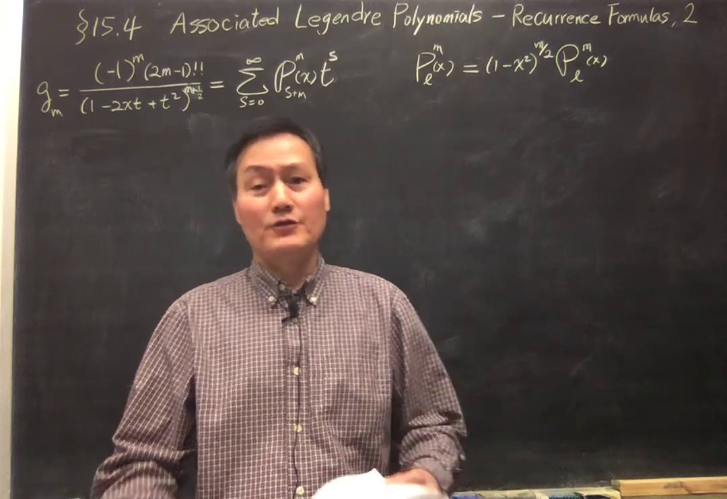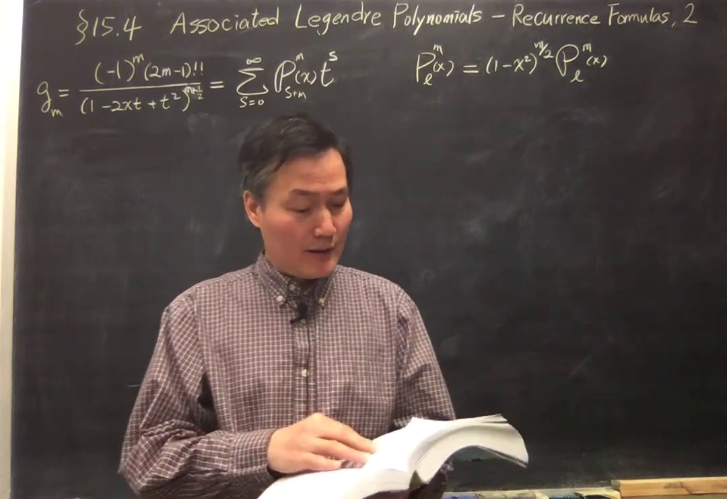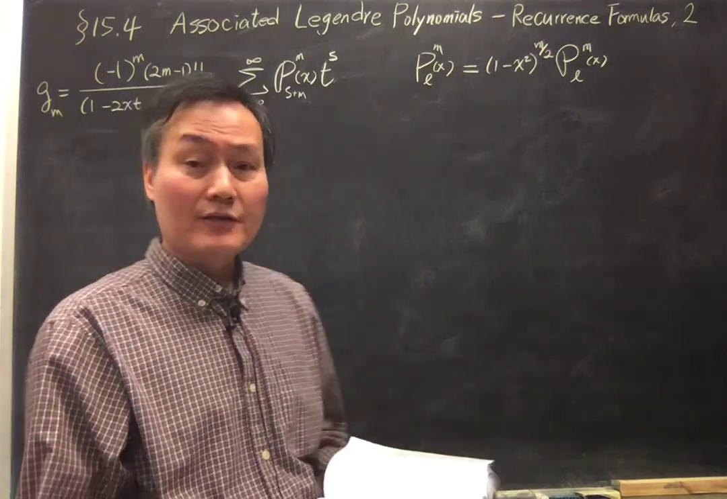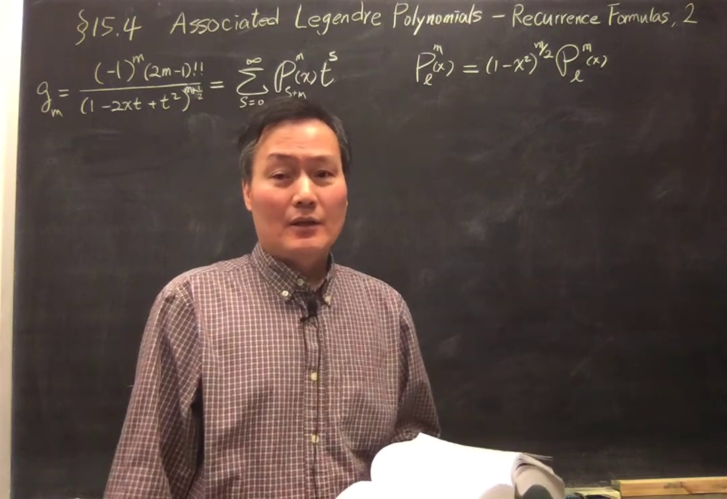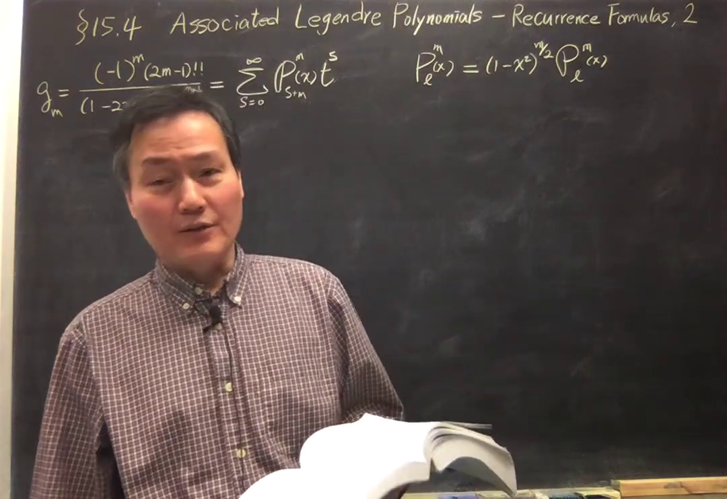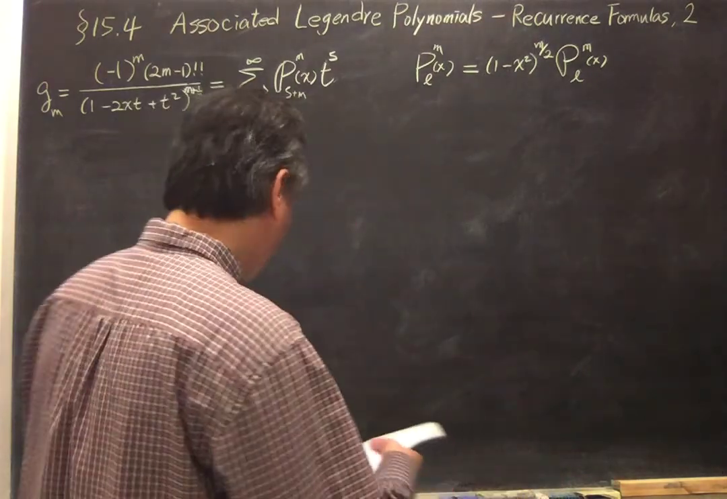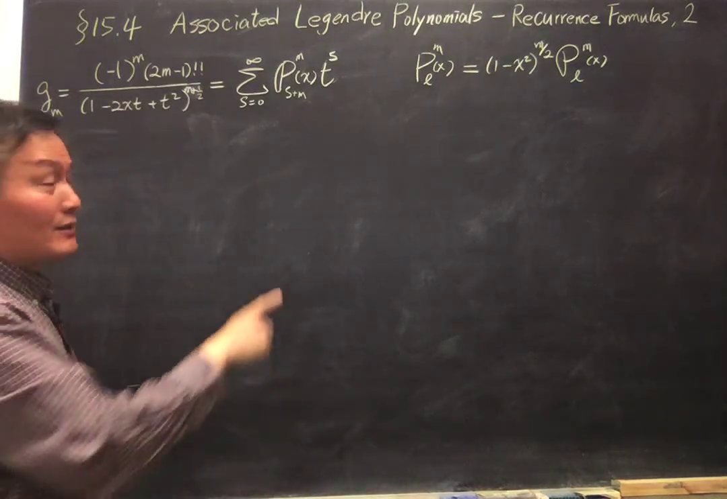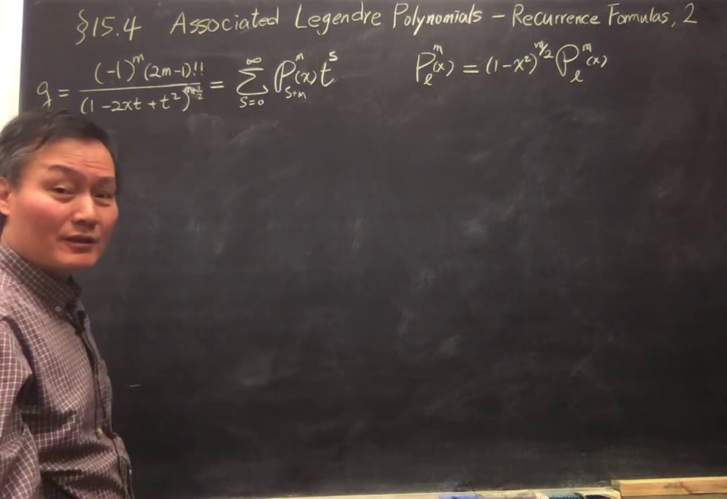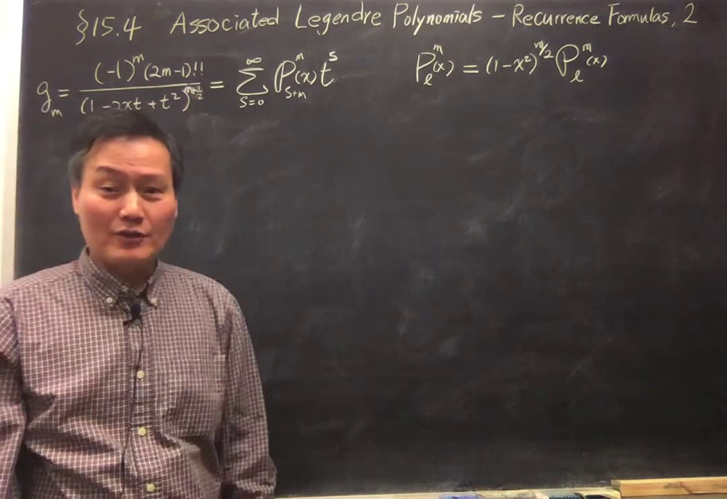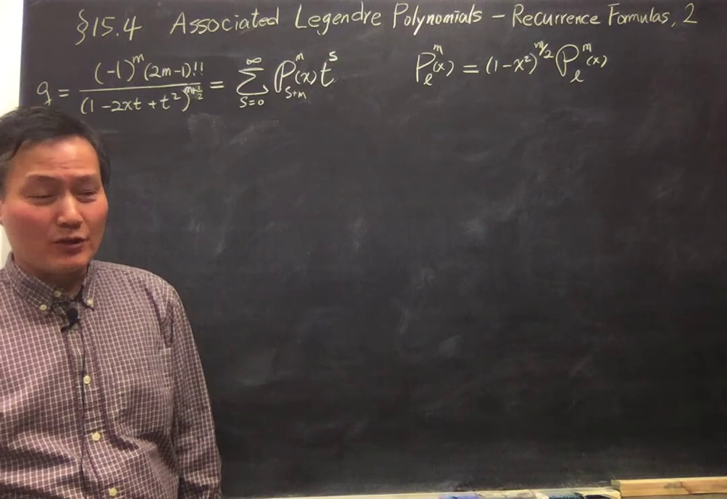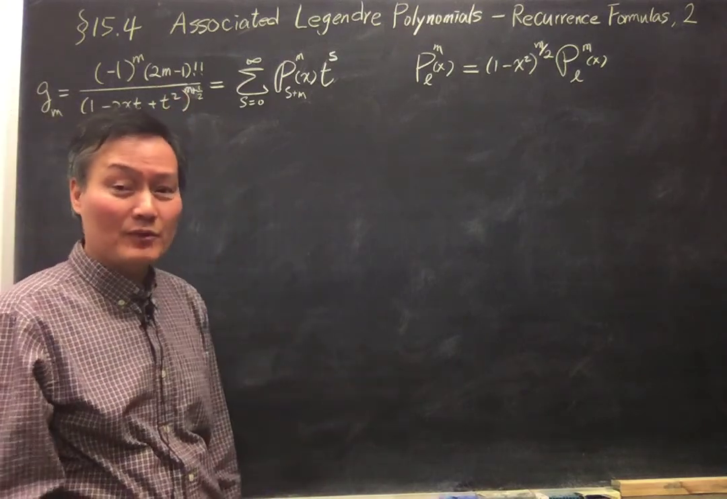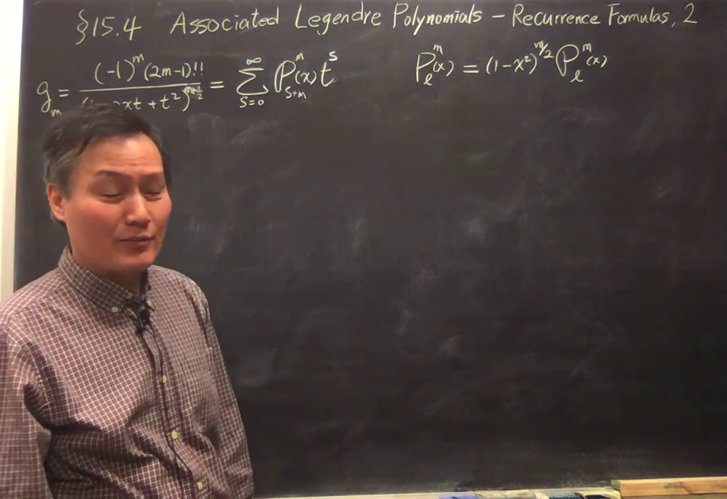We continue the discussion in 15.4 about the recurrence formula. Last time we derived the first one; the derivations are based on the generating function. So last time, this is a generating function. Last time I forgot this factor, but that doesn't change the derivation, because in the last recurrence formula of the derivation, this factor actually cancels out from both sides of the equation, so that doesn't matter.